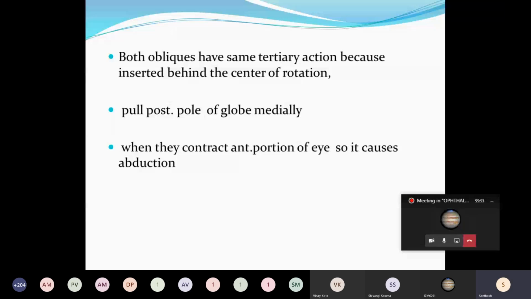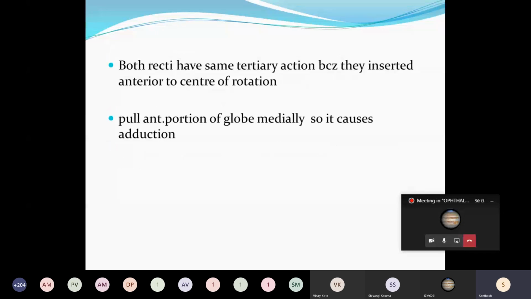So both the obliques have same tertiary action because they are inserted behind the center of rotation. They pull the posterior pole of the globe medially. When they contract, the anterior portion of the eye is affected, so it causes abduction. Both recti have same tertiary action because they are inserted anterior to the center of rotation.